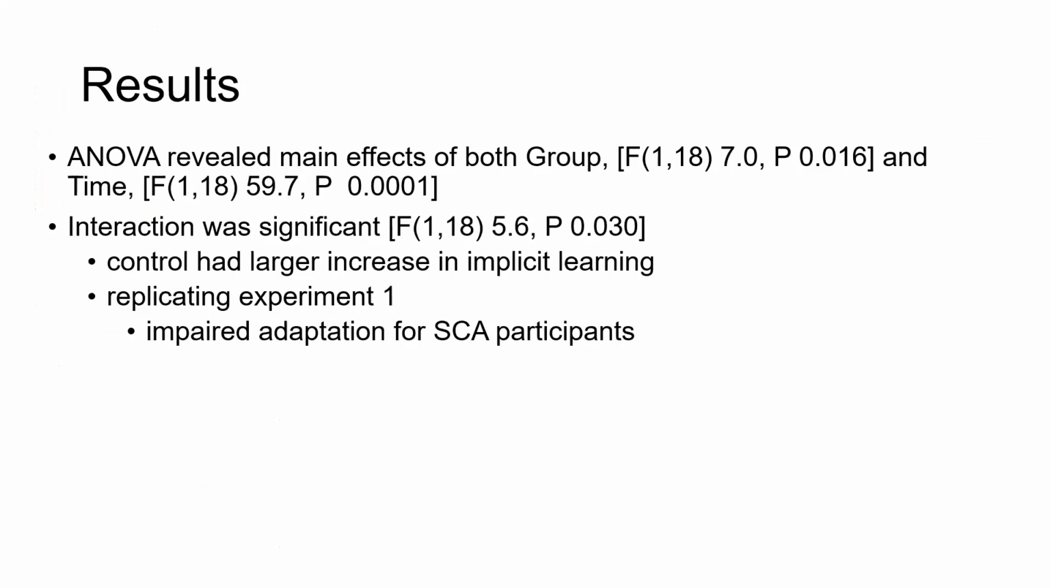A mixed factorial ANOVA revealed effects of both group and time, as well as an interaction. This showed that, as in experiment 1, control participants had a larger increase in implicit learning, and that SCA participants had an impairment in adaptation in response to gradual rotation.